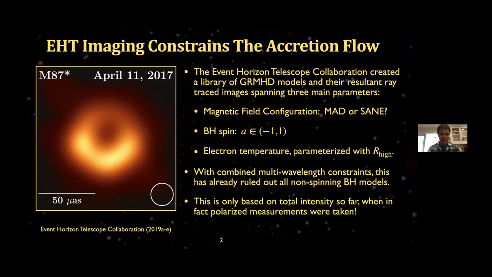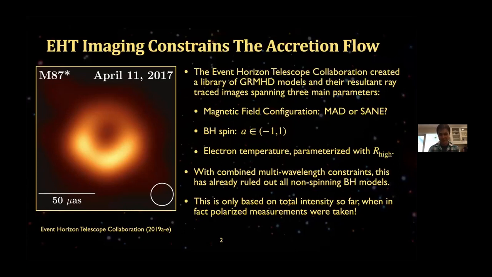And in order to interpret this image, the collaboration created a library of general relativistic magnetohydrodynamic, or GRMHD, models, as well as their ray traced images to span three main parameters to see what we could learn about this accretion flow. So the first is the magnetic field configuration, whether it's MAD or SANE. The best acronyms in astronomy, as far as I know. Magnetically arrested disk has a strong enough magnetic field to affect the dynamics of the accretion, whereas in a standard and normal evolution picture, a weak and turbulent magnetic field goes with the flow.